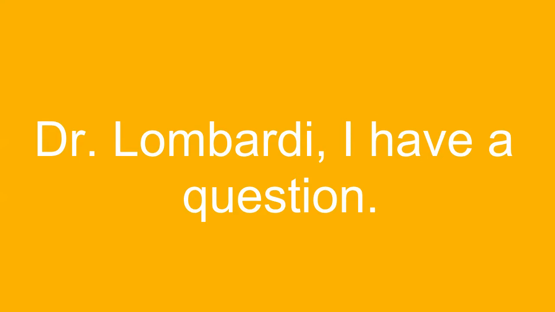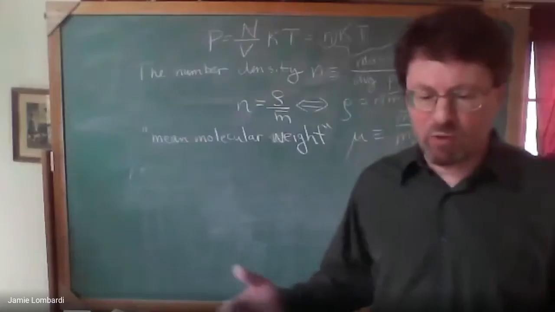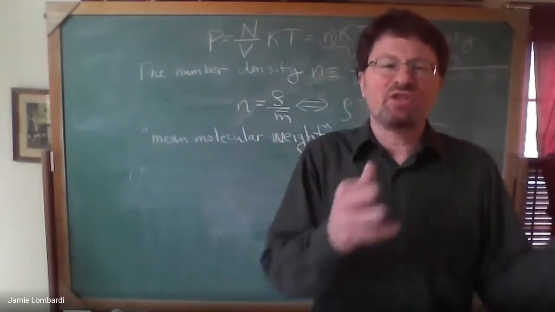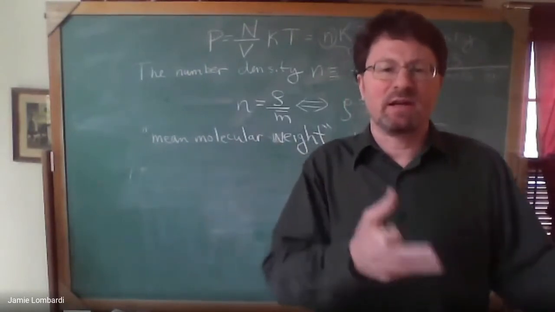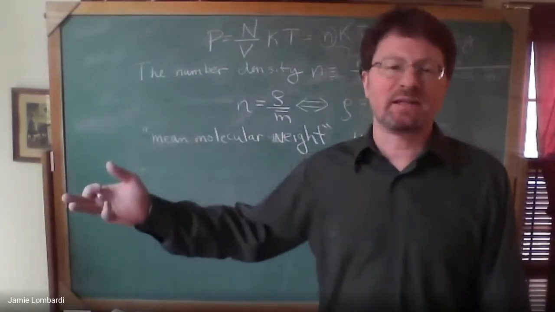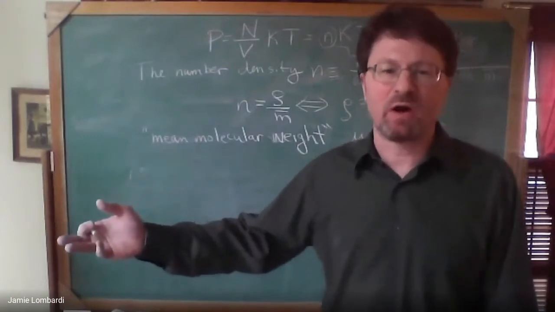Dr. Lombardi, I have a question. Yeah. When you're determining what materials are in it, is that where we use the light spectra that we talked about in previous chapters? That way we can figure out what types of elements are there and in the composition? That would play a role. That's a related question. So certainly if you change the abundance that you're considering, then you're going to change the absorption lines or emission lines that you have, right? Mostly absorption lines that you have coming from a star.